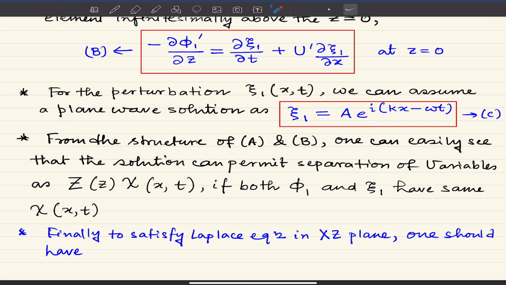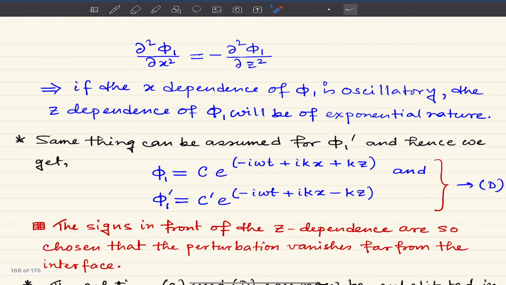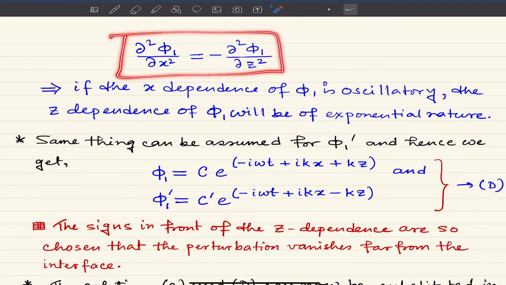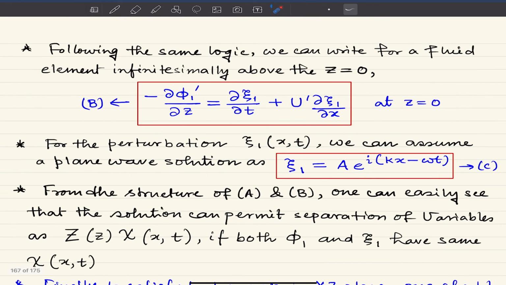Finally, don't forget that phi 1 also has to satisfy Laplace's equation. So to satisfy Laplace's equation in the xz plane, one should have del 2 phi 1 del x2 equal to minus del 2 phi 1 del z2, because we are not taking into account the y direction variation. And the x dependence of phi 1 is oscillatory here, as we have already said.